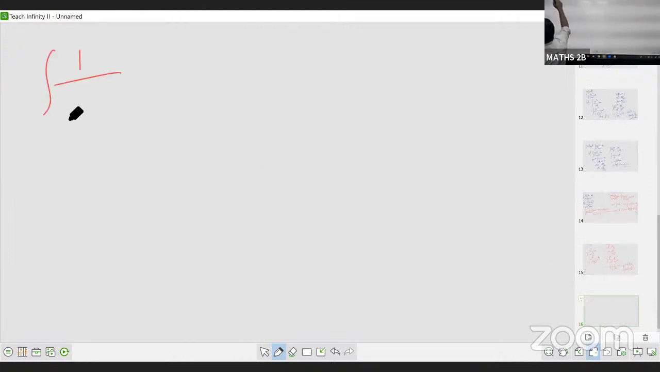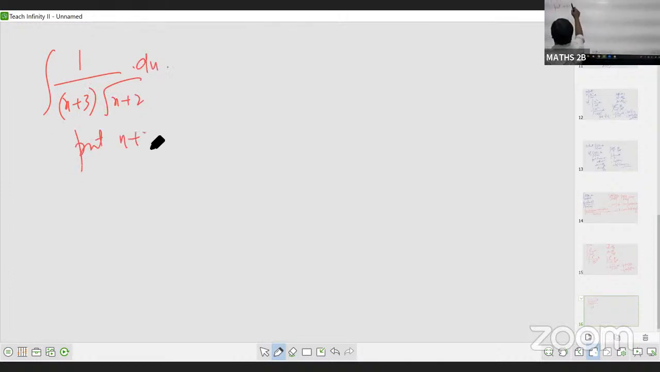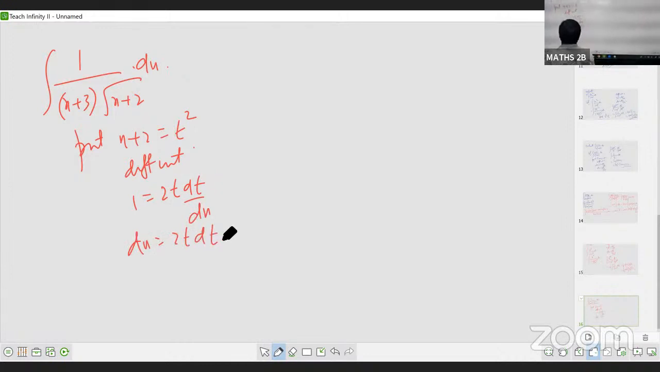Integration of 1 by x plus 3 into under root of x plus 2. Whenever you come across a sum like this, you have to put x plus 2 equal to t square and differentiate with respect to x. 1 equal to 2t dt by dx and dx equal to 2t dt. Keep it like that. And here x you make it the subject, t square minus 2. Everything you replace in the integration.